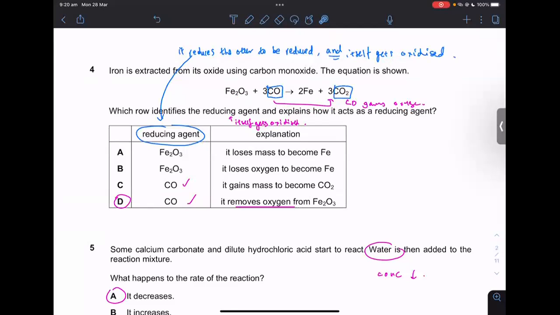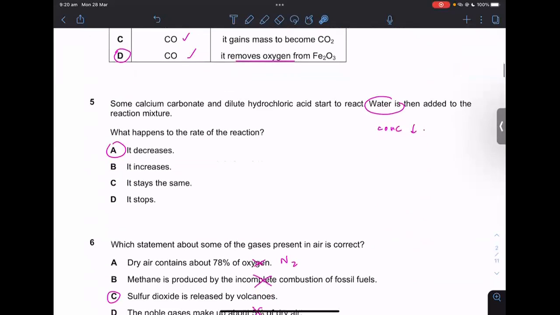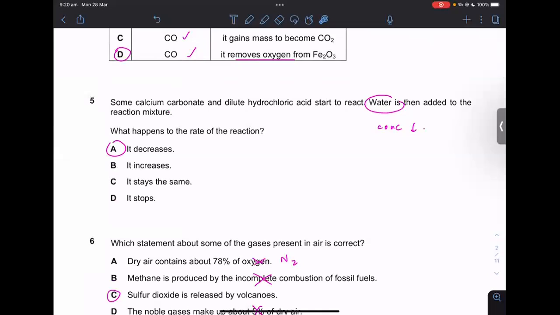If I'm a killer, I kill someone. If I'm a reducing agent, I reduce the other substance. Okay, so it's got nothing to do with the gaining and losing of mass because it's down to the definition of oxidation and reduction as stated in the syllabus, which I won't show you again. You go back to your notes and you look it up for yourself.